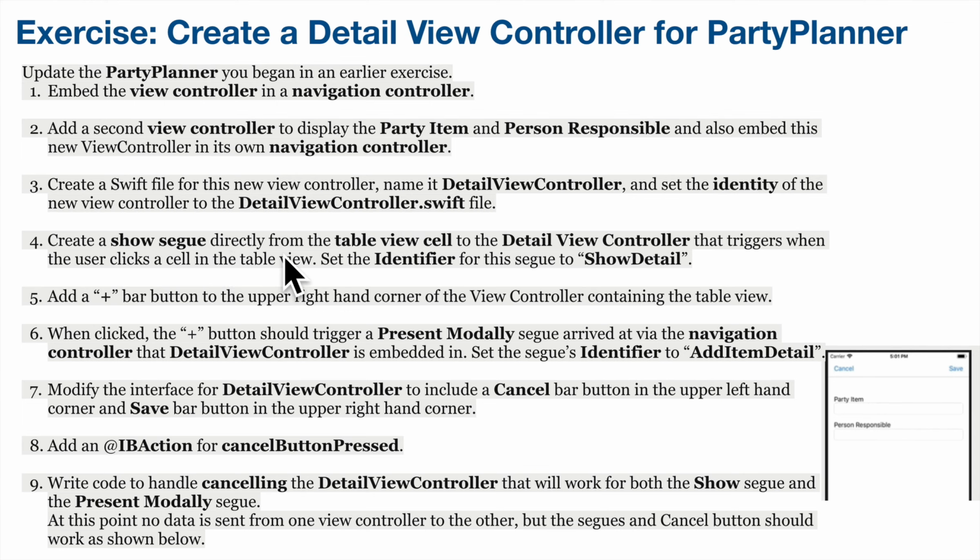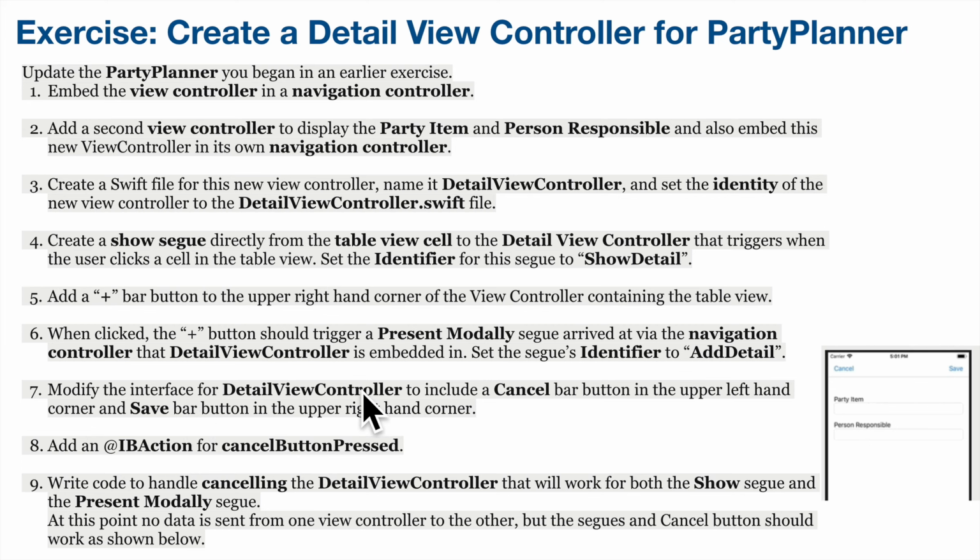Create a show segue going directly from the table view cell to the new detail view controller that triggers when the user clicks on the cell. Set the identifier for this segue to show detail. Add a plus bar button item to the upper right corner of the view controller containing the table view. When clicked, that plus button should trigger a present modally segue that is arrived at via the navigation controller that you embedded your new view controller in. Give this the identifier add detail.